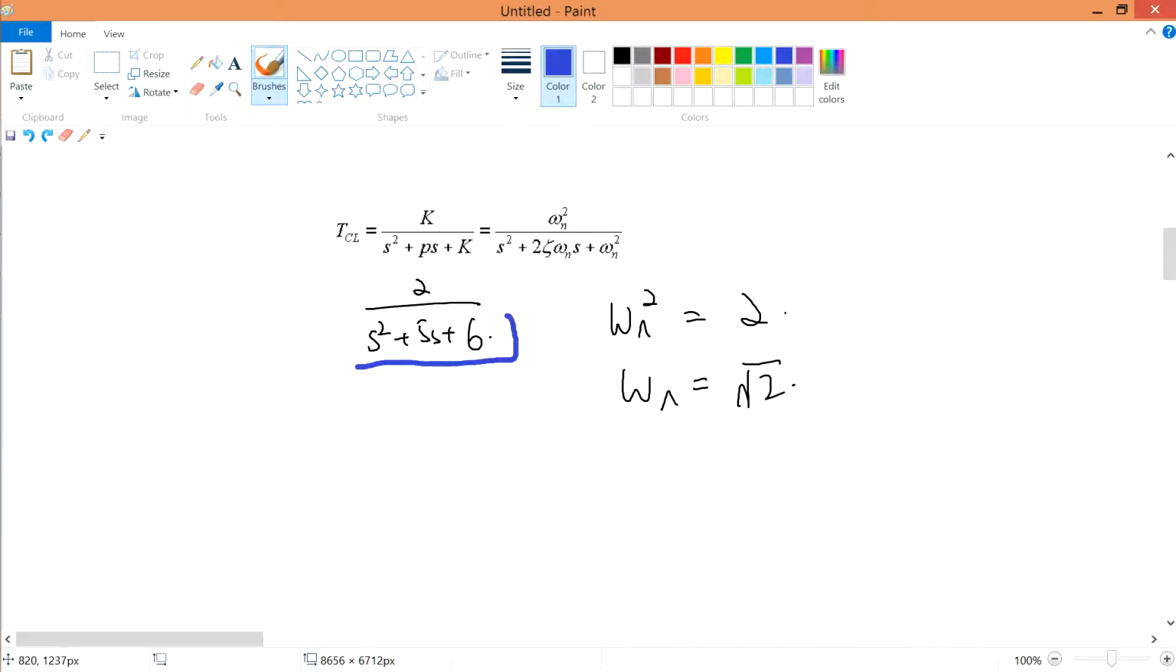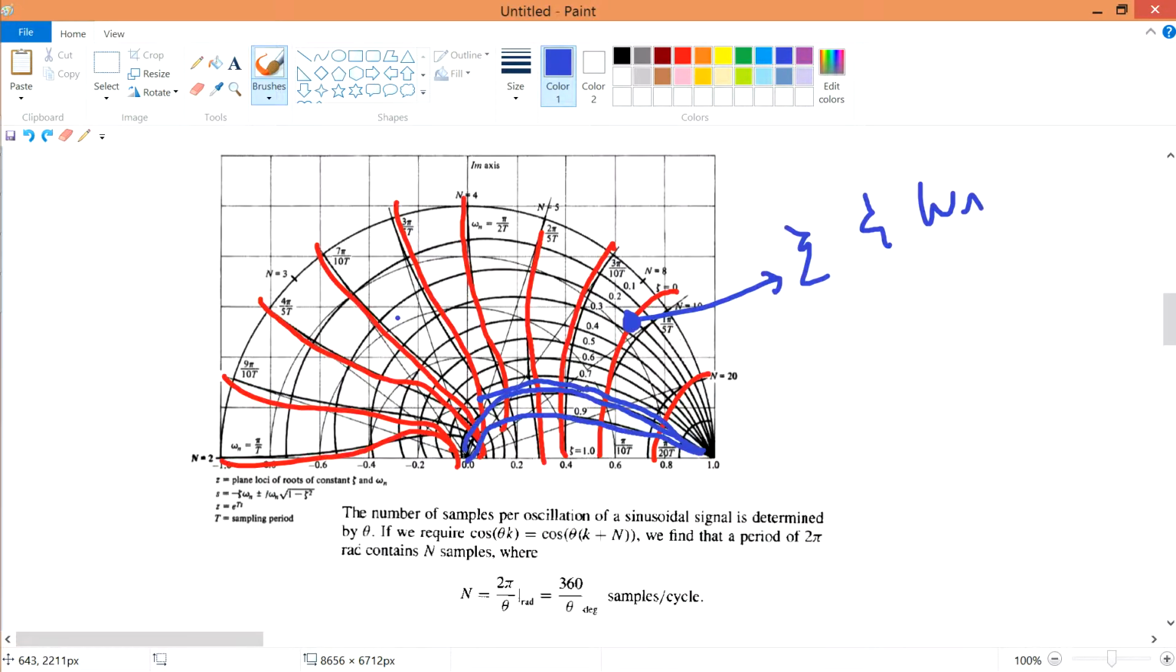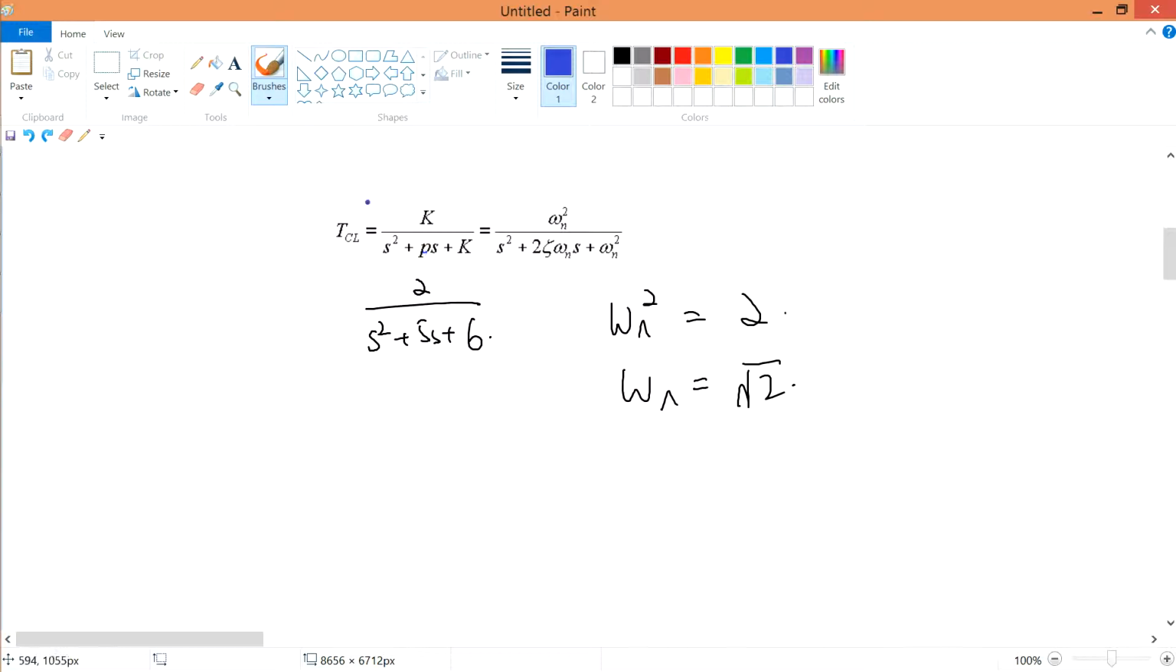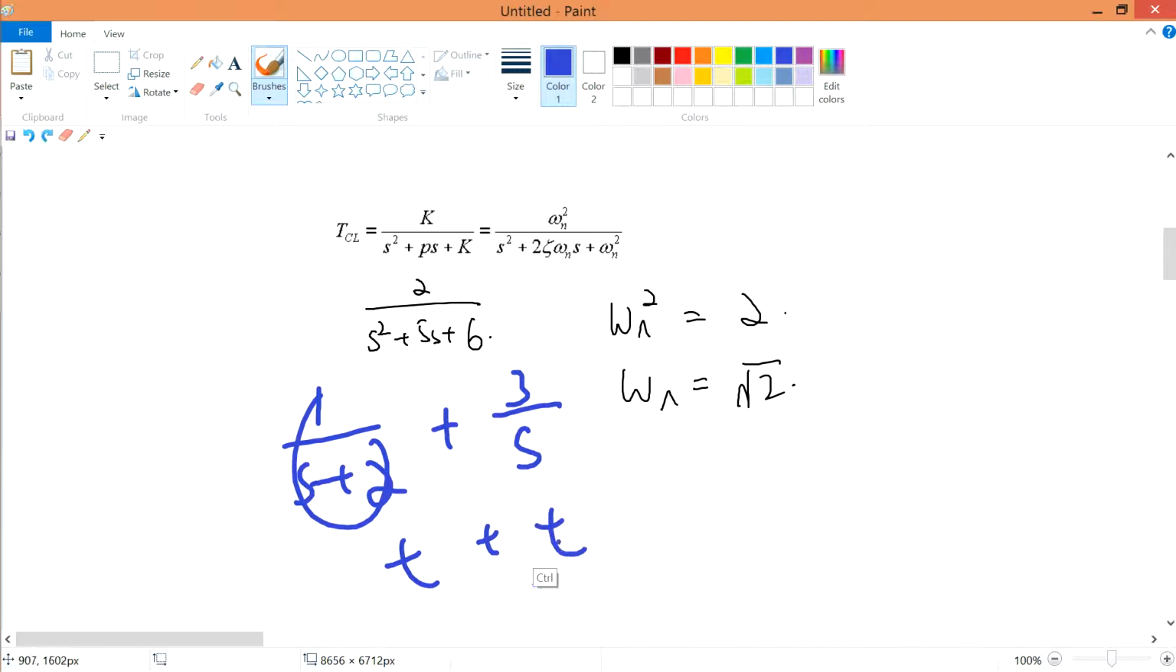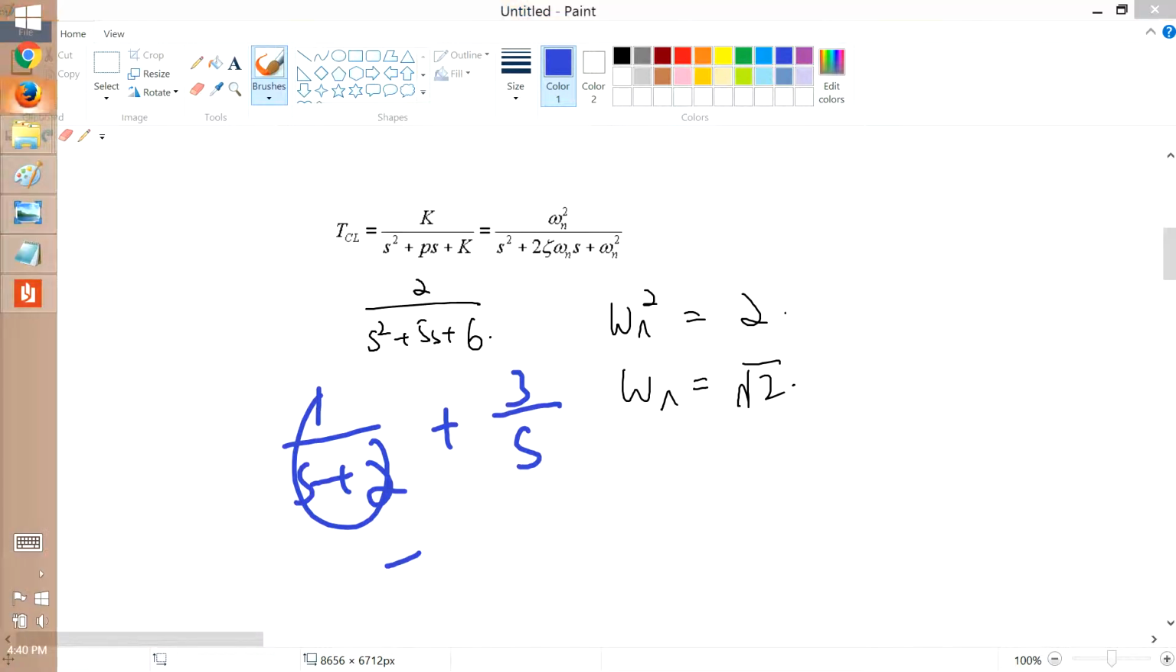Otherwise, you can solve for this and transform it into the z domain, and then simply plot it inside over here. As simple as it may sound, you need to rearrange this, because it's not that simple at all. You're going to rearrange in terms of maybe 1 over s plus 2, and then plus 3 over s, and then you transform back to the time domain, and from here you can use the table.